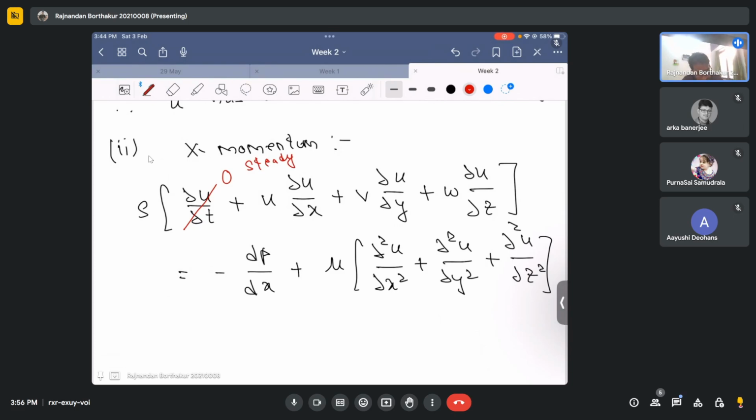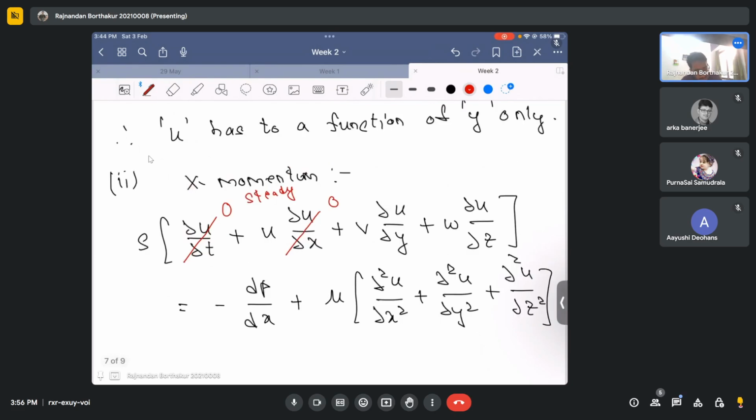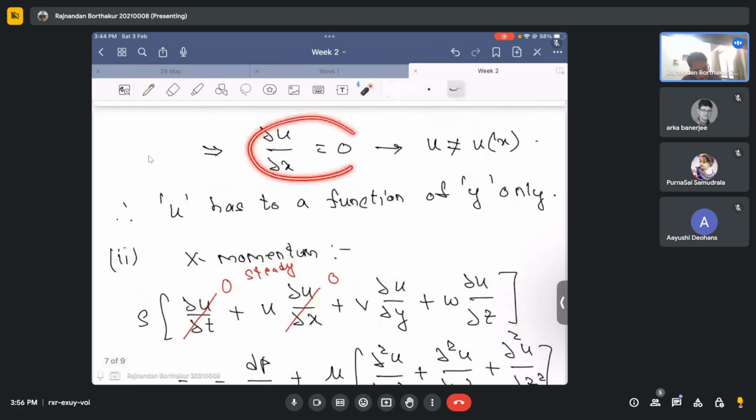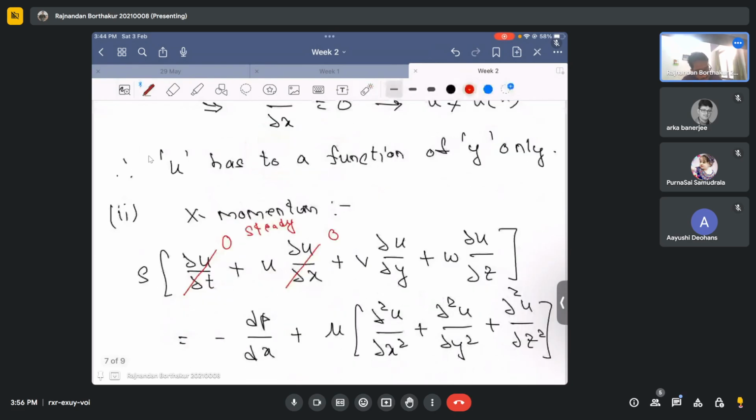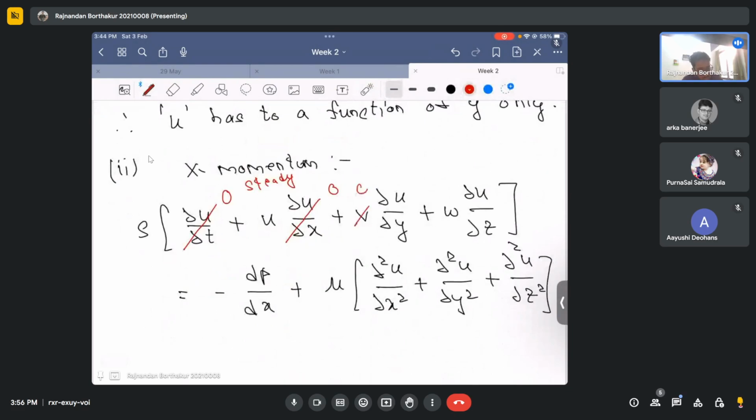We saw that del u by del x is 0, because u is not a function of x, and hence this term, del u by del x, is 0, that we already saw from the continuity equation. V is 0 because we are assuming the flow to be one directional. That means the streamlines are parallel to the x direction, which means that there is no cross flow across this streamline, and that's why V and W are of course 0.